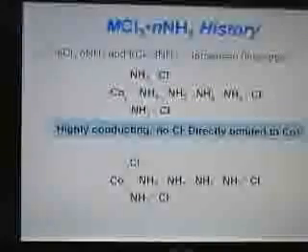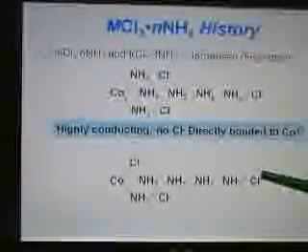Looking at this first example, all three Cl groups are not bonded to the cobalt directly. That means all three Cls should dissociate from the compound. This should have a very high conductivity and should produce 3 moles of AgCl per 1 mole of this used.